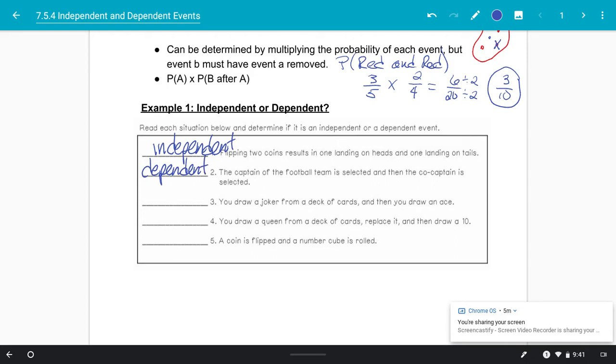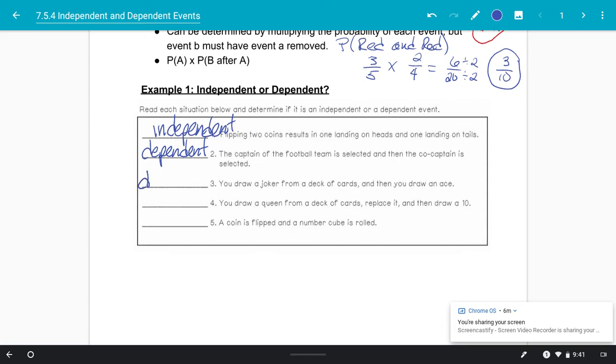All right, number 3, you draw a joker from a deck of cards and then you draw an ace. So if I were to take the joker out of the card deck from that first draw, and I'm not putting it back in because they don't tell us, so we're just pulling a joker and then we pull an ace. To pull the ace, we now have one less card since we've already taken out the joker. Because that will change how many we can select from, that will change our probability of drawing the ace. And these two things are considered dependent.